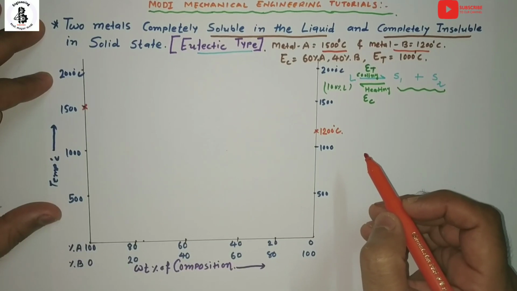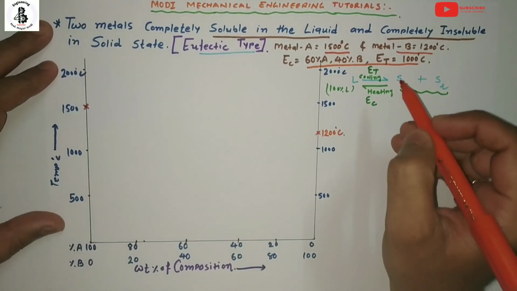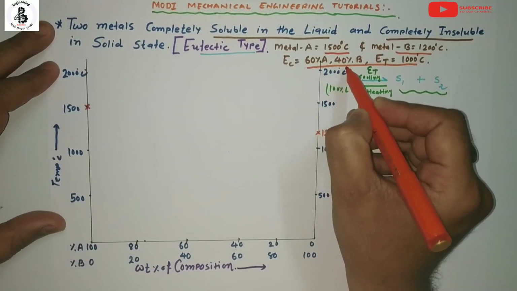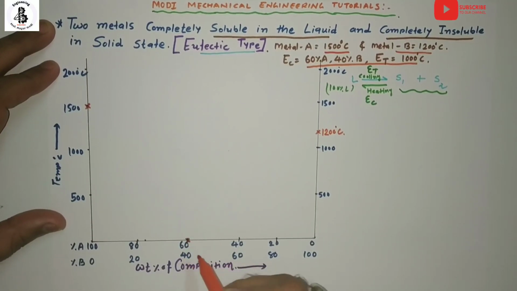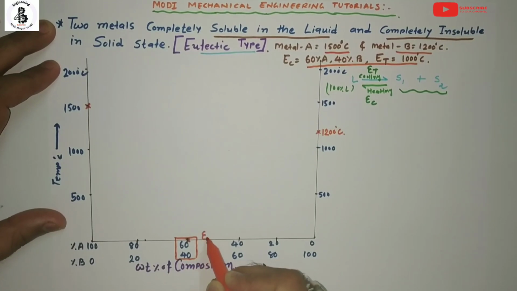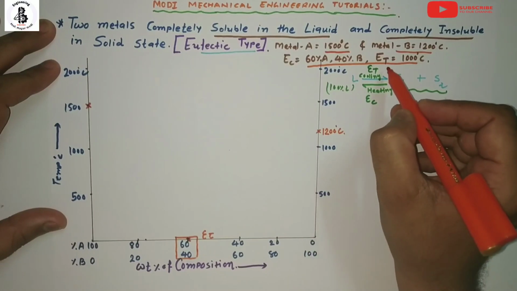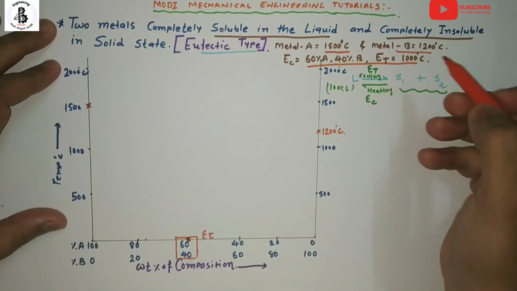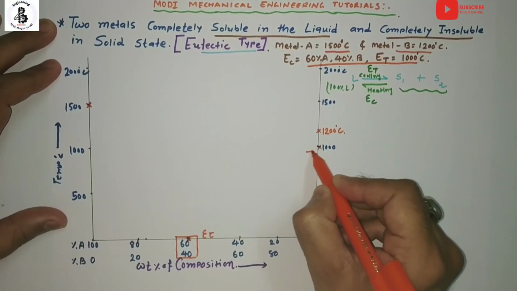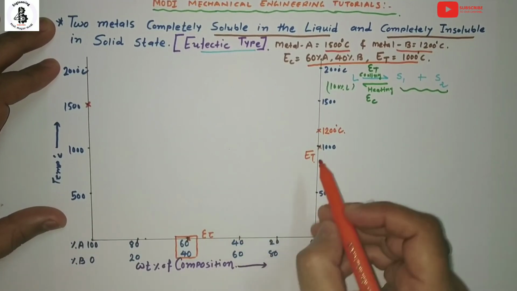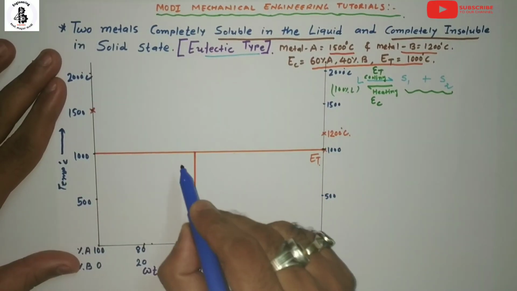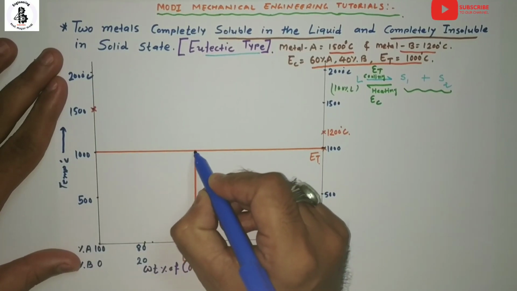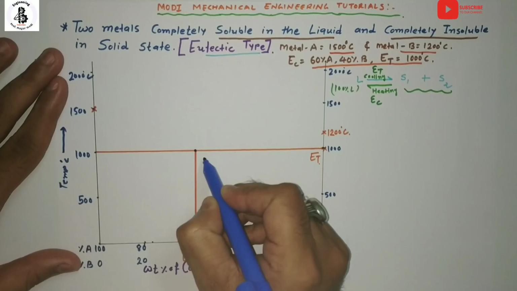Now for the third point, the eutectic point, we use the given conditions. The eutectic composition is 60% A and 40% B. So take a point at 60% A and 40% B, and make a mark here for the eutectic composition. According to the eutectic temperature, that will be 1000 degrees centigrade, so this point is the eutectic temperature. Make one horizontal line from the eutectic temperature and one vertical line from the eutectic composition. They intersect at this point, which is known as the eutectic point.